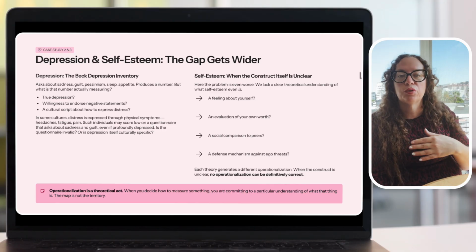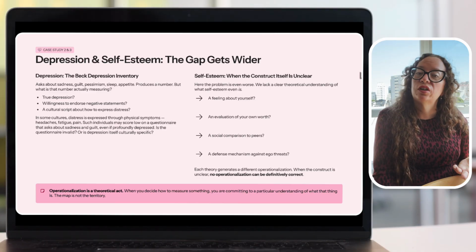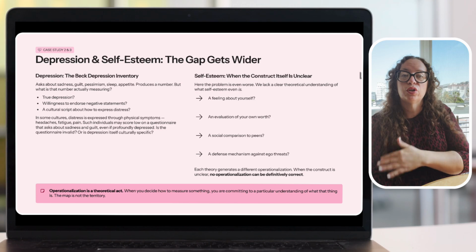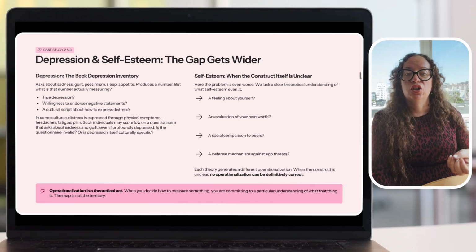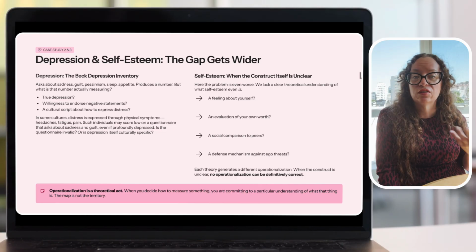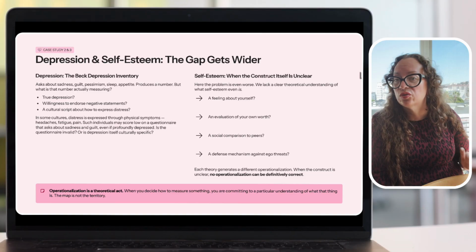In some cultures, people express distress through physical symptoms like headaches and fatigue and pain rather than emotional language. And so they might score low on a depression questionnaire that asks about sadness and guilt, even if they're very profoundly depressed. So is the questionnaire invalid in those cultures? Or do those cultures have different kinds of depression?